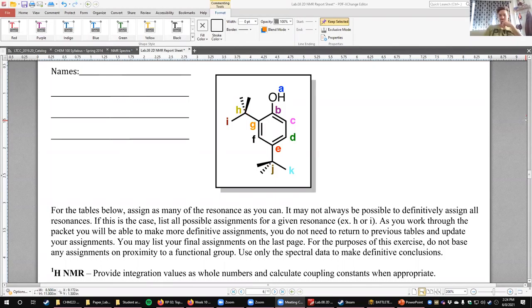But carbon H will not show up there. That might be one way you could look at it.